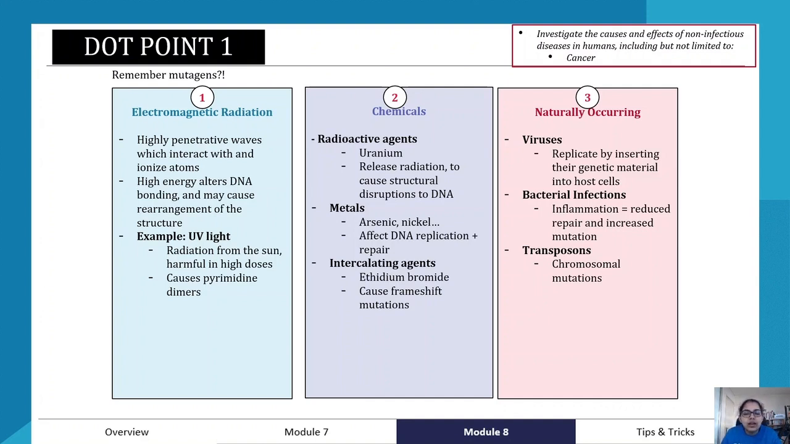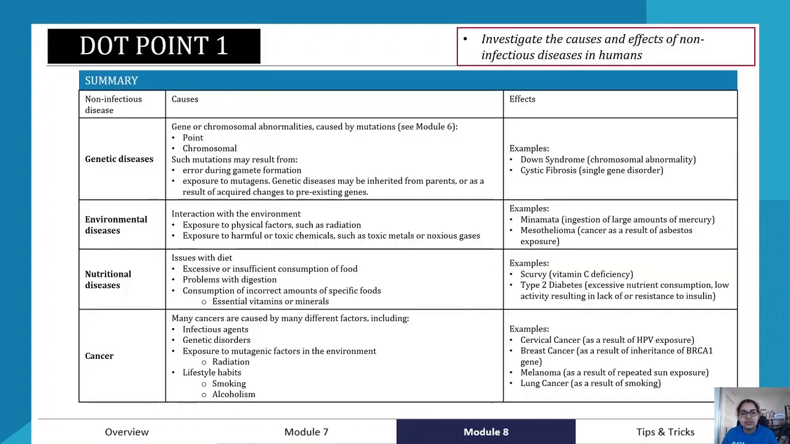Then naturally occurring mutagens include viruses. They are going to change our cell machinery by replicating their own material within our cells. Bacterial infections can cause inflammation, which reduces repair and increases mutation. So remember, as we spoke about, when there's a bacterial infection, inflammation happens, blood rushes to the area, and that can cause reduced repair and increased mutations as well. And finally, transposons can cause chromosomal mutations.